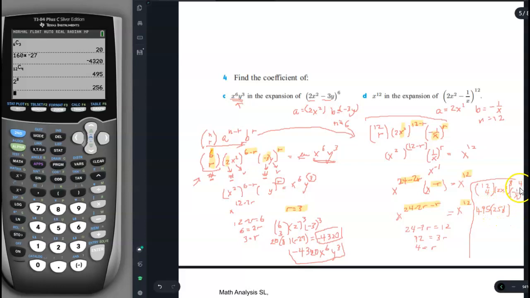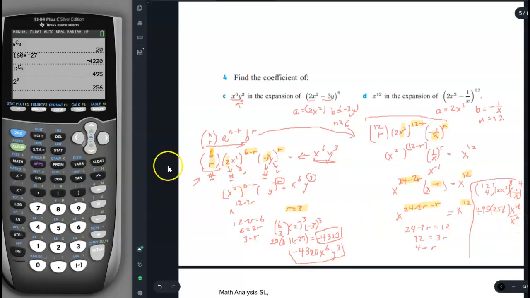And negative 1 to the 4th would just be 1, right? So we won't write that down. X squared to the 8th is x to the 16th. 1 over x to the 4th would be x to the 4th in the bottom. Notice how x to the 16th divided by x to the 4th is x to the 12th, which we wanted, right? So actually, this part is x to the 12th as expected.